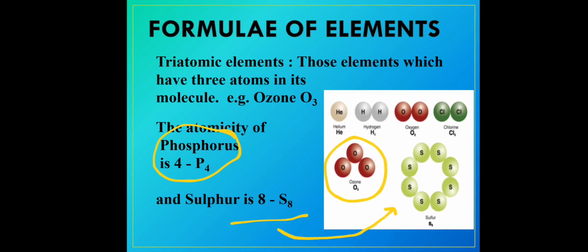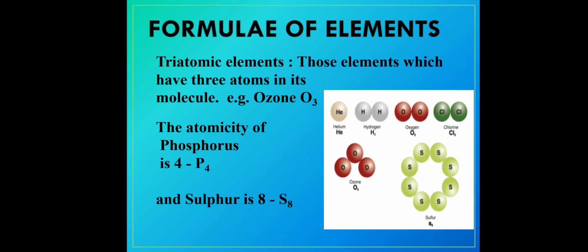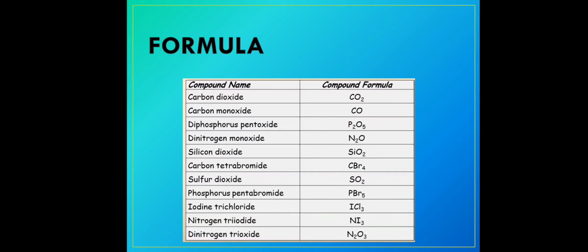So 8 molecules, meaning an octaatomic molecule of sulfur, S8. The next thing we come to is the formula of compounds. Compounds are represented using symbols. Like if you have seen, carbon is C, oxygen is O, but the formula for carbon dioxide is CO2. The formula for carbon monoxide is CO.